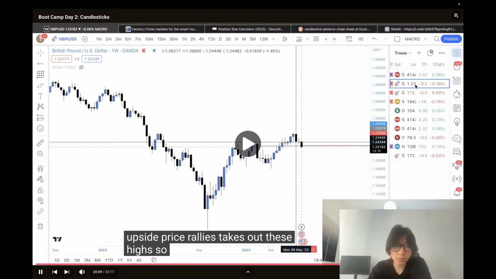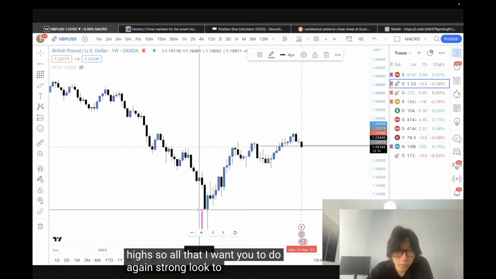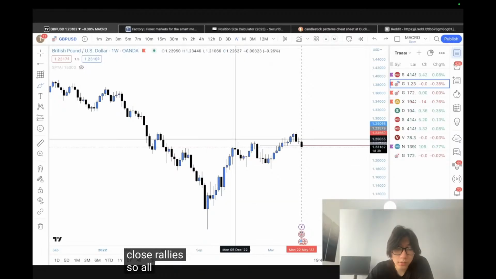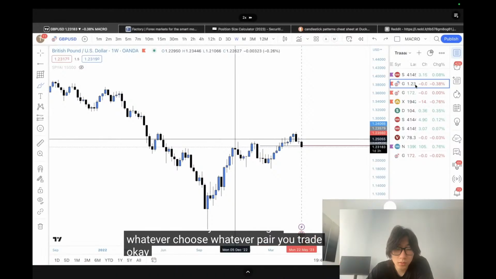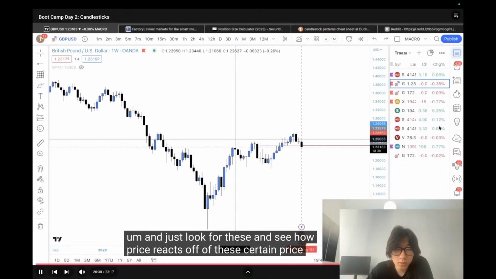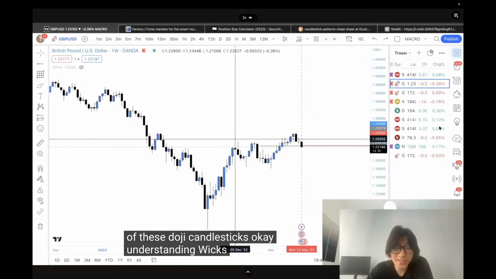Okay. So all that I want you to do, again: strong wick to the downside, full close, rallies. Choose whatever pair you trade and look for these, and see how price reacts off of these certain price points. Find at least 10 examples. This is your homework. Find at least 10 examples of these doji candlesticks. Understanding wicks within the market.